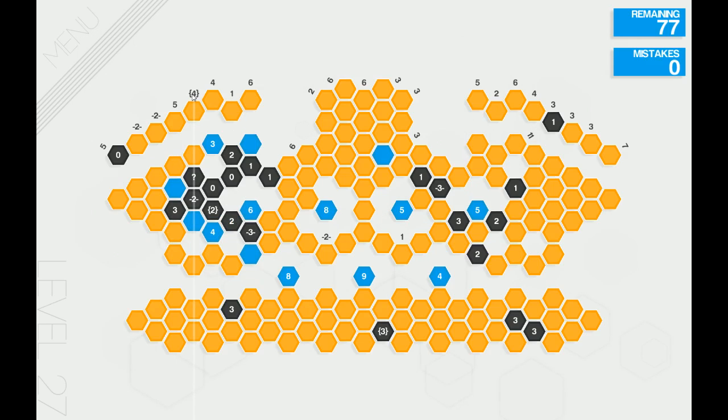So for this column, we have bracketed 4. We know they have to all be connected. So it'll be these 4. Alright, for dash 2, we know there has to be separation. We can eliminate that one.